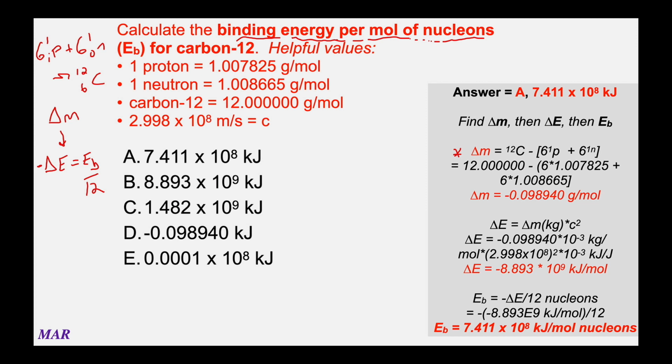But anyway, you can turn this mass change into an energy. You do have to change grams per mole to kilograms per mole. So you can see there's an extra 10 to the negative third. That's the joules to kilojoules conversion. Then you multiply by the speed of light squared. And also on here, I turn joules into kilojoules. If you do all that, you get the negative 8.893 times 10 to the 9th. That's the delta E, the energy released upon making carbon-12.